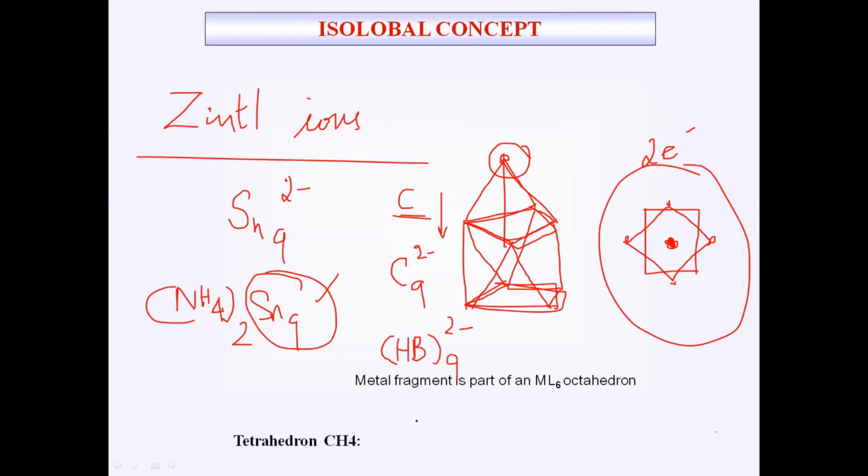Therefore, what you will get? You will get n plus 1 pair, right? This is n, n is equal to 9. N plus 1 pair will suggest you a closo structure.